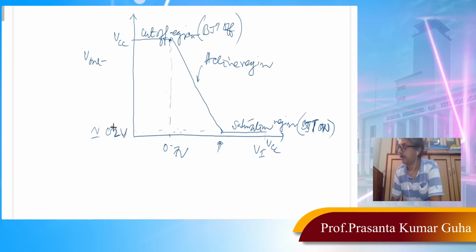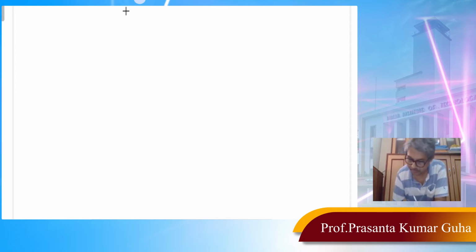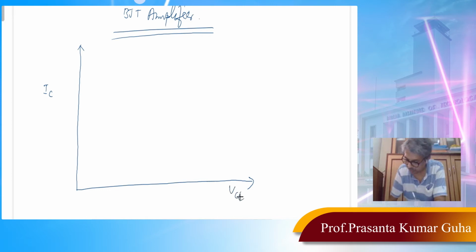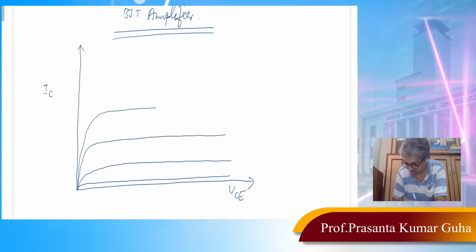Now for BJT to act as an amplifier, that is the second application that we will discuss in more detail later on, what we have to do is keep BJT in the forward active mode. So you remember we have a lot of IC versus VCE, that is the output characteristics, and we got this plot in one of the classes we have discussed. These are for different values of IB. This is common emitter mode we are plotting.